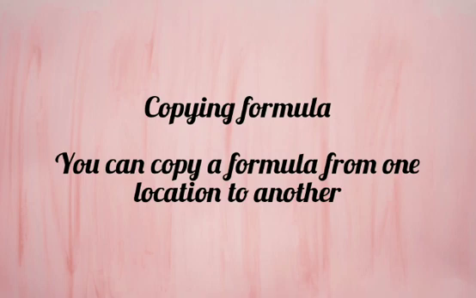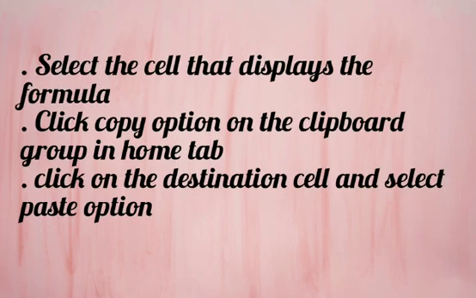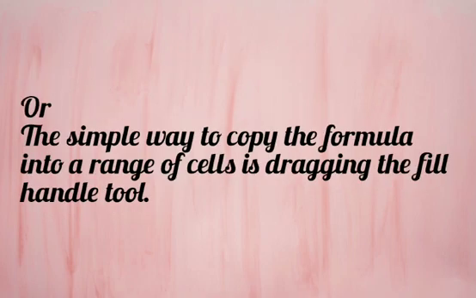Copying formula. You can copy a formula from one location to another. To copy a formula, follow the given steps. Select the cells that display the formula. Second step, click Copy option on the clipboard group in the Home tab. Click on the destination cell and select Paste option in the clipboard group. The simple way to copy the formula into a range of cells is dragging the fill handle tool.